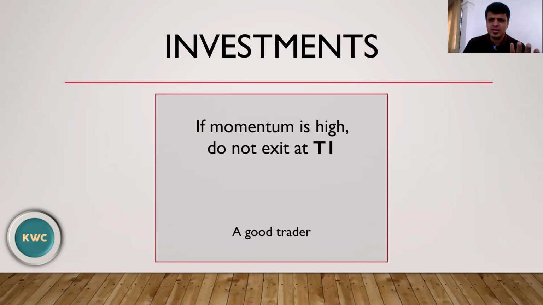So you always need to aim for that first target, T1, and then you check the momentum. If the momentum is not that high, you can always exit at T1, but if the momentum is high, we should make sure we trail the stock rather than exit simply at T1.